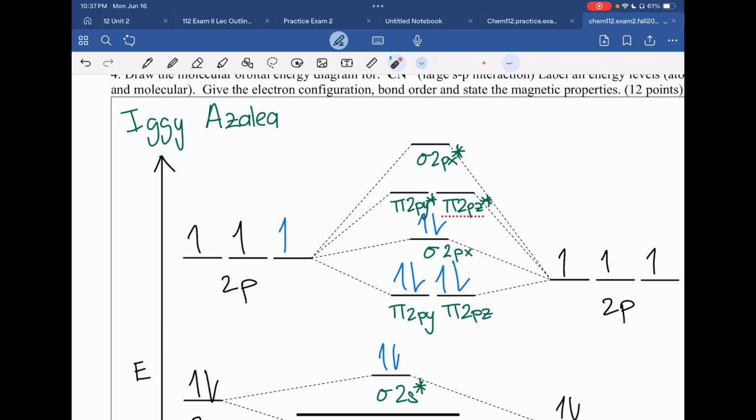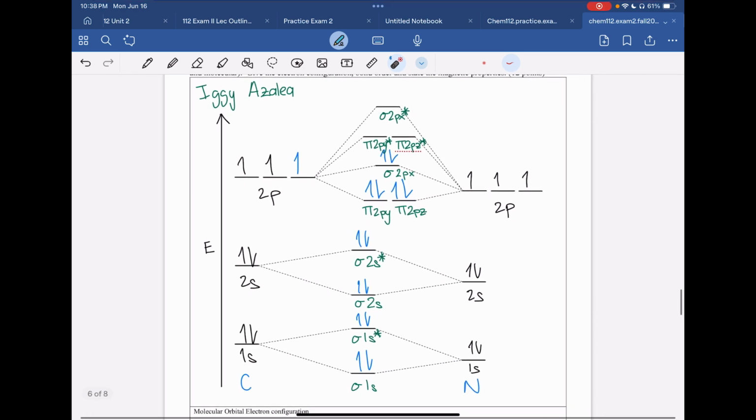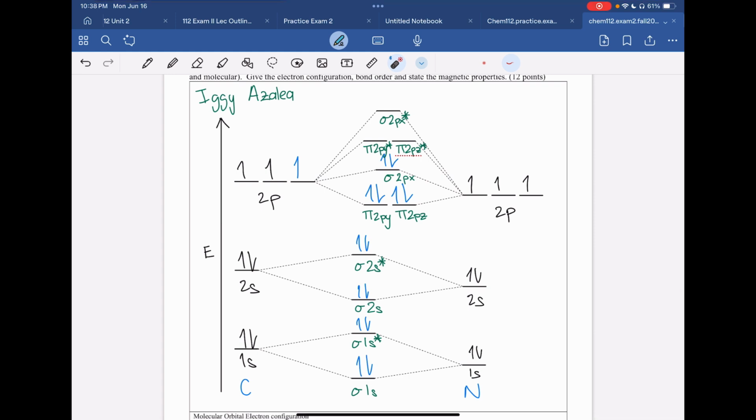Okay? So Iggy Azalea, if you just literally memorize Iggy Azalea, you know that Iggy Azalea go together. Okay? Your Y's and your Z's are in the same energy level. They go together. And then the other one is just X. But it's just a sigma. Okay? A sigma 2px. So if you can memorize Iggy Azalea, you should label this correctly. Okay? And then boom. That's it. You're done.